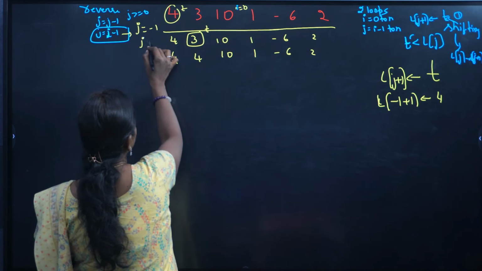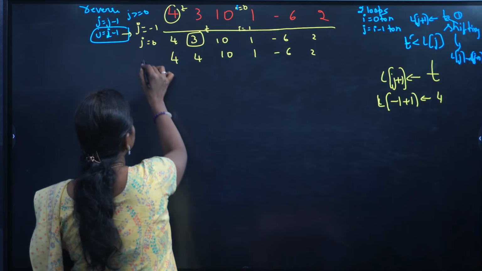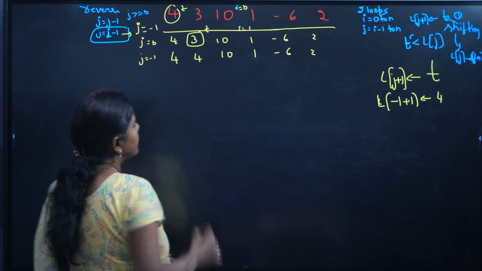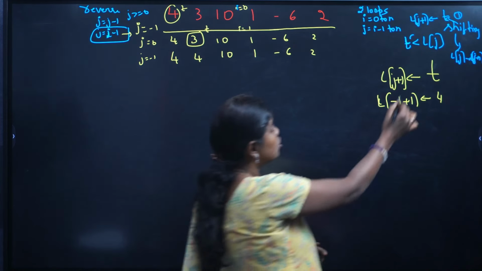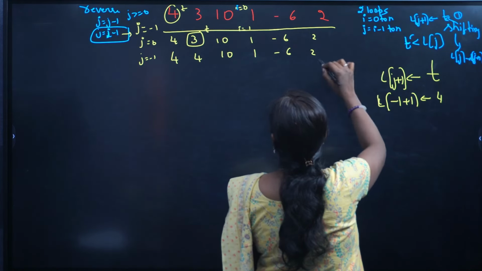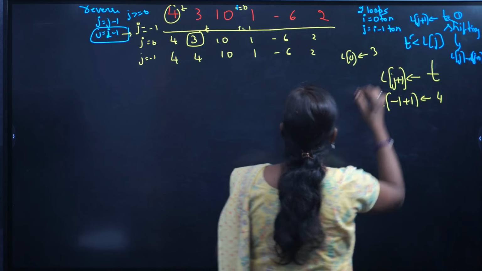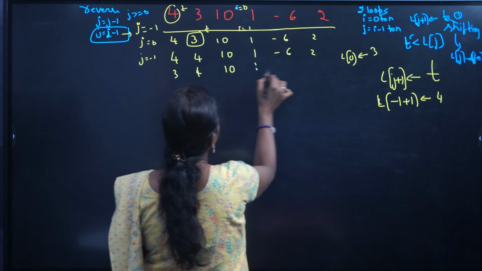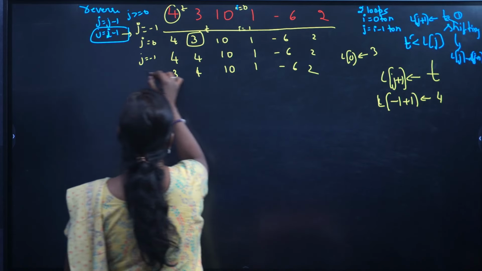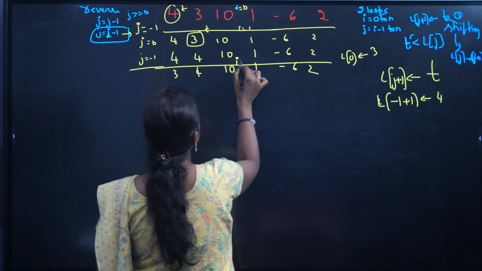J is equal to, I is equal to 1 in this case. J becomes 0, then j becomes minus 1. It does not satisfy the condition. Come out of the loop, and then what do I have to do? Store this t in L of 0. That means it will be 3, 4, 10, 1, minus 6, 2. This is going to be the condition. After this, I is equal to 2.